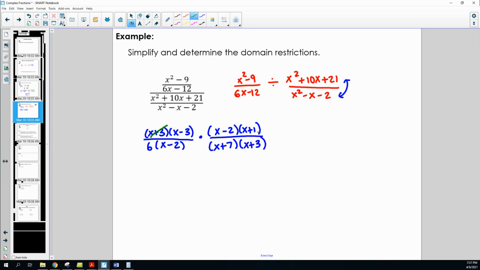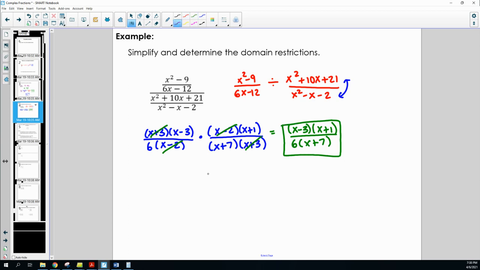So I can get rid of this x plus 3. I can also get rid of this x minus 2. So what I'm left with is an x minus 3 and an x plus 1. And in the denominator, I have a 6 and an x plus 7. Okay, and that's fully factored.